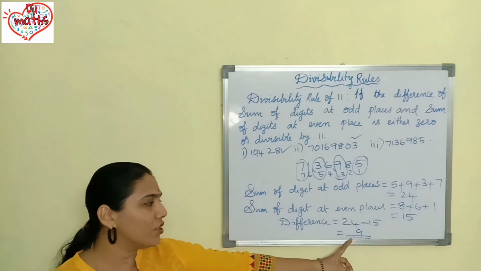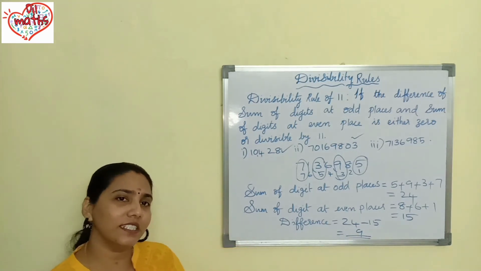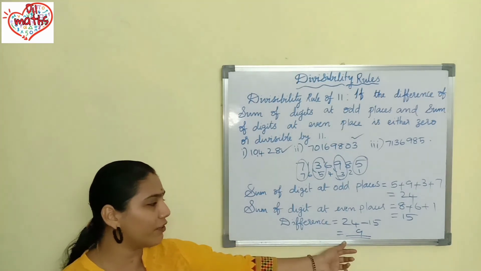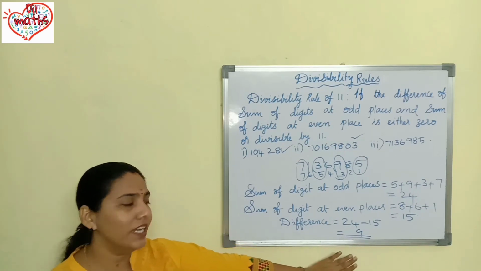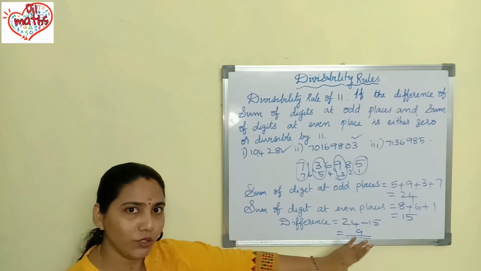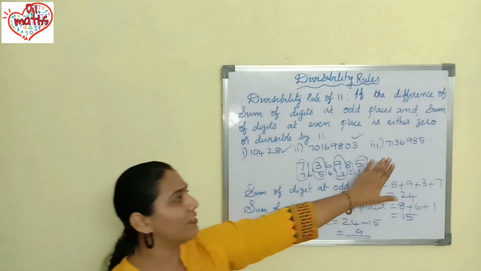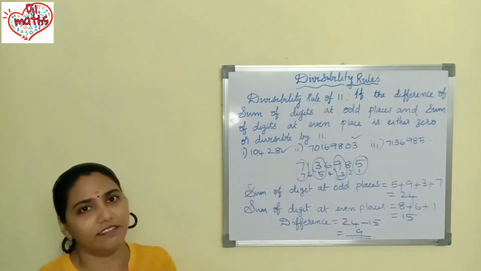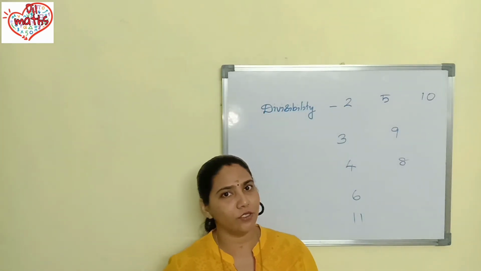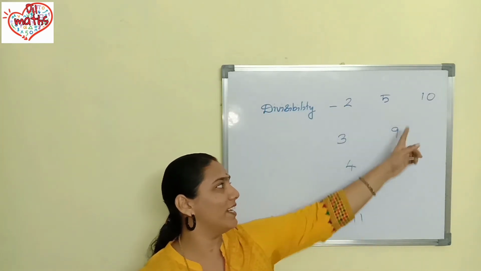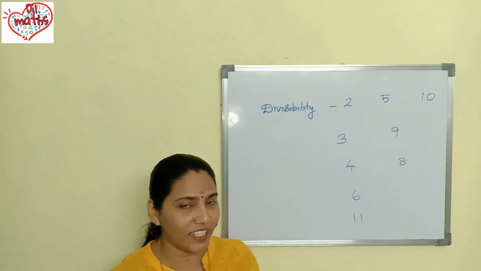So it is neither 0 nor 11. So what can we say from here? The difference we got is 9. It is neither divisible by 11 nor equal to 0. That means the given number is not divisible by 11. I have explained all the divisibility rules. That means the divisibility rules of 2, 5, 10, 3, 9, 4, 8, 6 and 11 I explained.